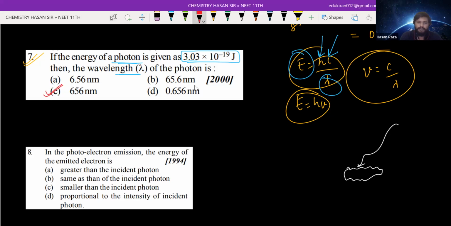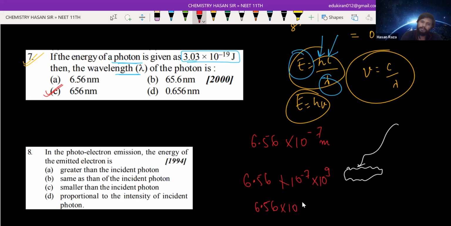This will be in meter, right? Yes, sir. When you convert this with 10 raised to the power 9, this is what you get, 6.56 into 10 raised to the power -7 meter. If you convert this into nanometer, 10 raised to the power 9, you will get 6.56 into 10 raised to the power +2. That means 656 nanometer. So the answer is this. Okay, sir.